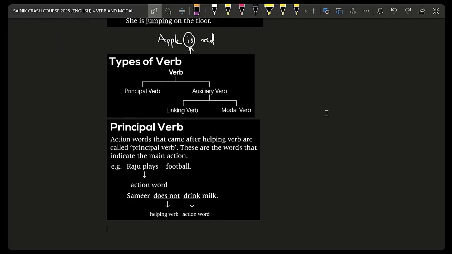Raju plays football. So what is the action word here? Plays. Samir does not drink milk. Here, does not is the helping verb and drink is the action word. The word which is coming after the helping verb is the main verb or the principal verb. So in the second example, Samir does not drink milk, what is the principal verb? Drink.